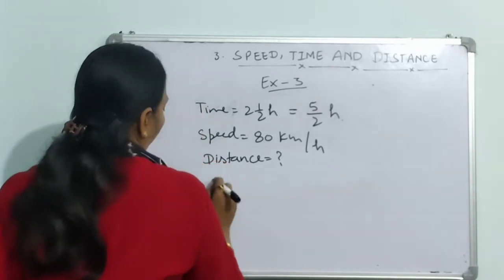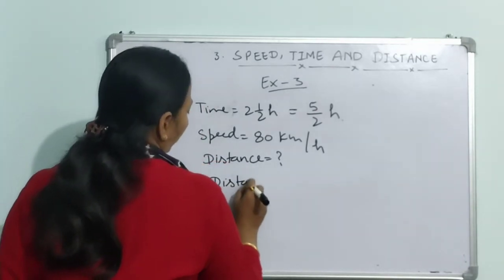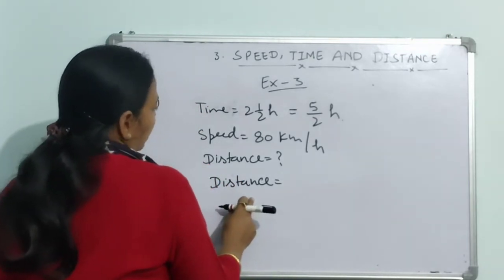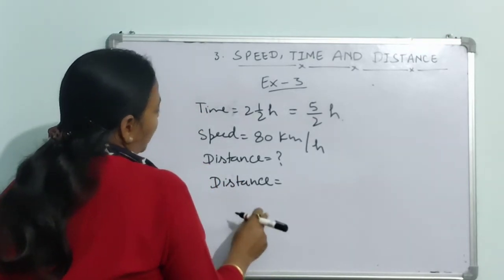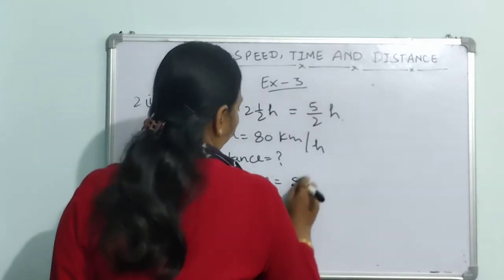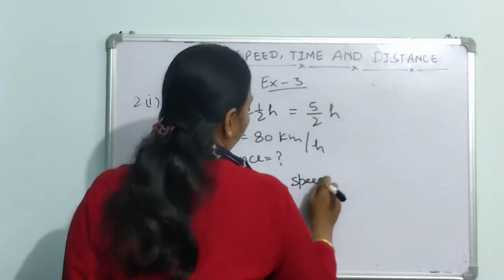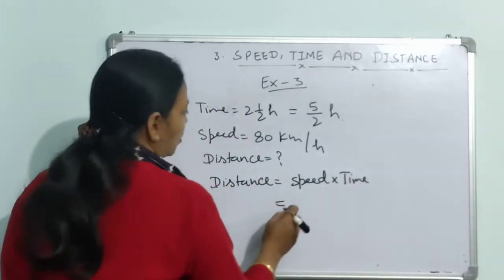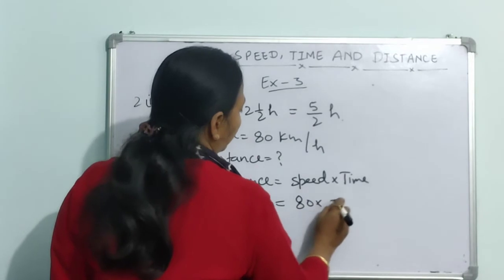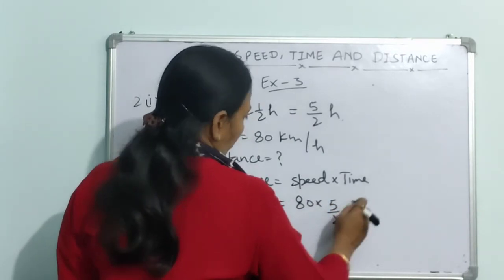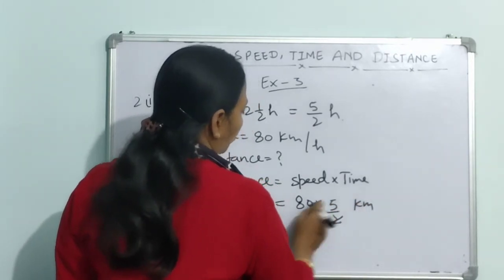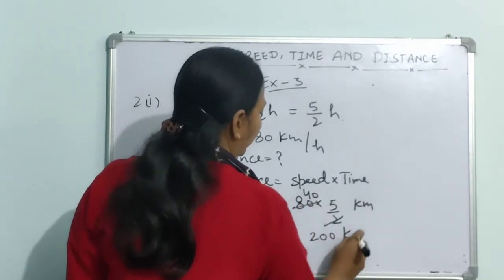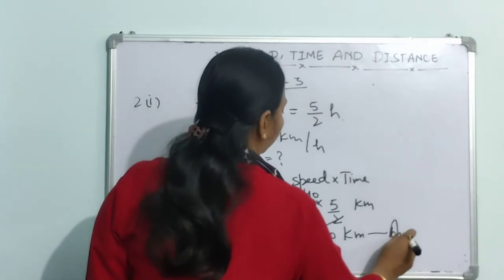So what is the formula for distance? Directly you can write the formula for distance. You know already what is the formula for distance. Distance is equal to speed into time. So you write here the values. Speed is 80 and time is 5 by 2. It will come in kilometer: 2 into 40 is 80 and 40 into 5 is 200. 200 kilometer will be your answer.